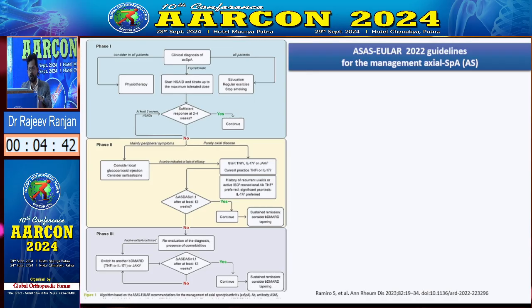So the 2022 guidelines from ASAS and EULAR have also recommended the same: use an NSAID as a start, titrate to the maximum tolerated dose. If there is a less response at 2 to 4 weeks, not a sufficient response, then you have to evaluate the disease activity. If there is high inflammation, then you can go for the second line therapy.